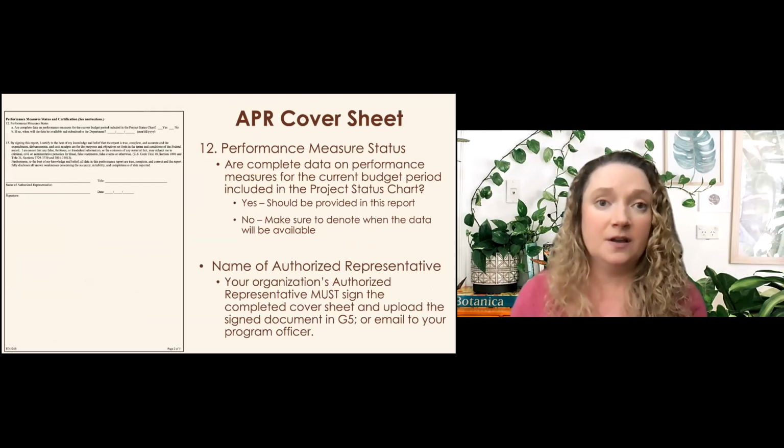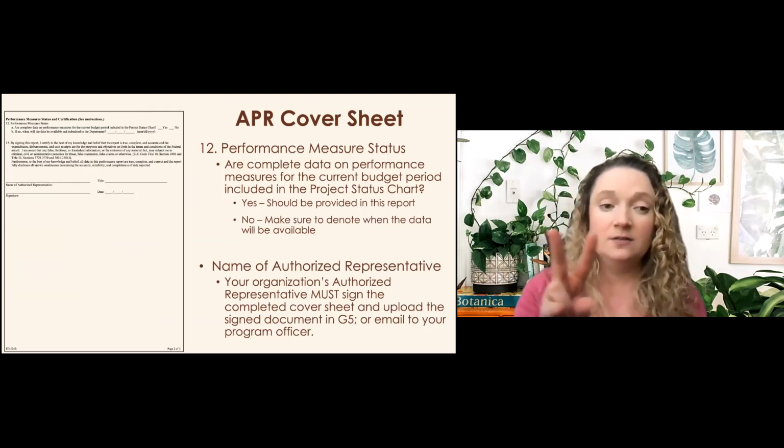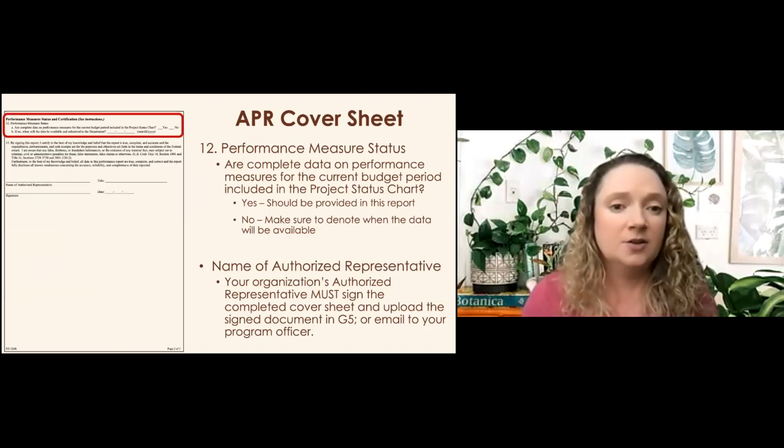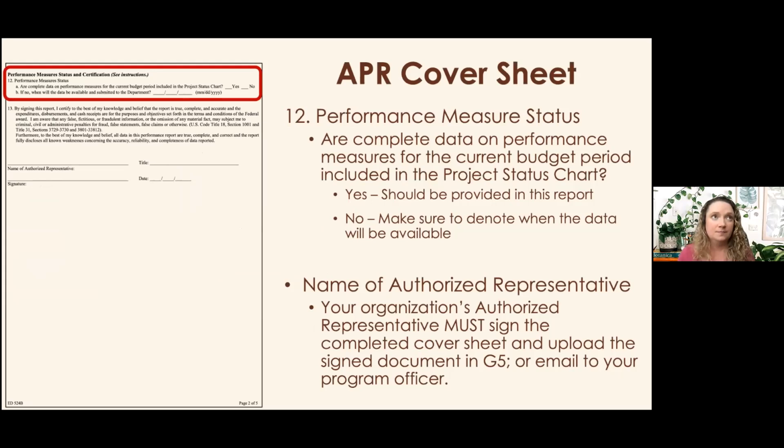All right, let's go to the back of the cover sheet because it's a 2-page document. So make sure you do both pages. So as we come to the back, you'll see performance measure status. If you're going to be able to report all of your data in this report, then great, mark yes, move on. Most of us won't have all of our data to be able to report by the end of March. So most of us will be marking no, and then come to this little part right here and mark when the data will be available.